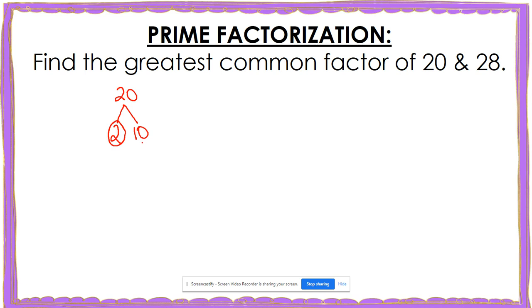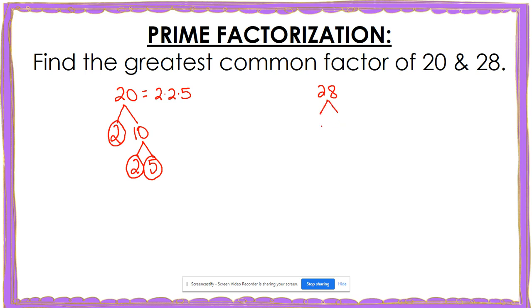10 is not, so I'm going to continue going. I know that I can take 10 and make it into 2 and 5, because 2 times 5 gives me 10. Now both of these are prime numbers, so the prime factorization of 20 is 2 times 2 times 5. Now we'll do the same thing with 28.